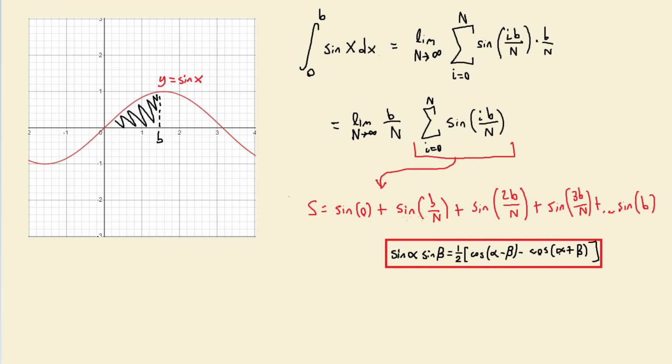So by multiplying both sides of this equation by sine of something, what I could do after that is break up each one of these things that I'm adding together. I could break up each one of those into this 1/2 cosine of the first thing minus the second minus cosine of the first thing plus the second.